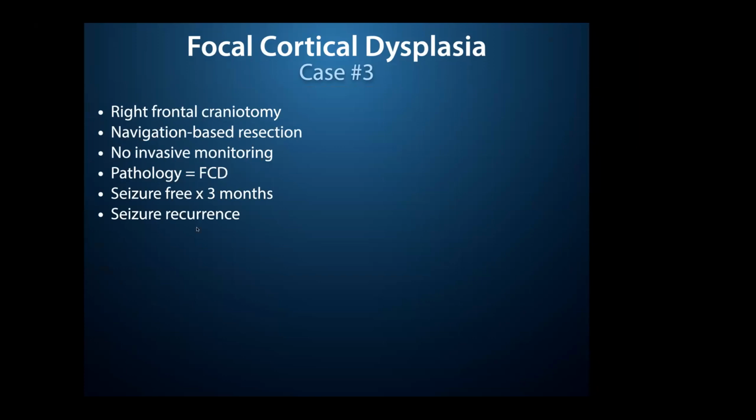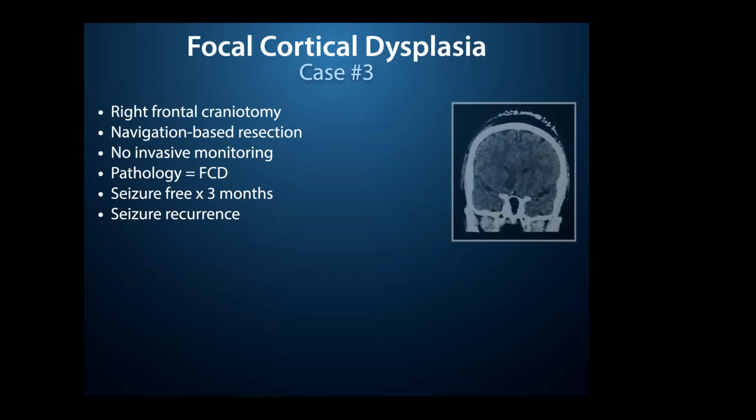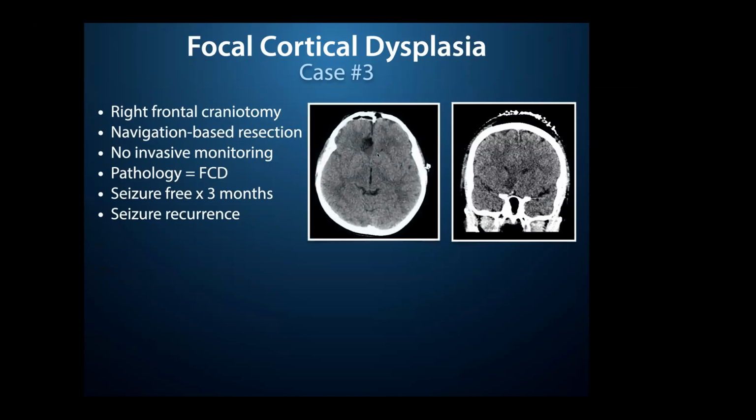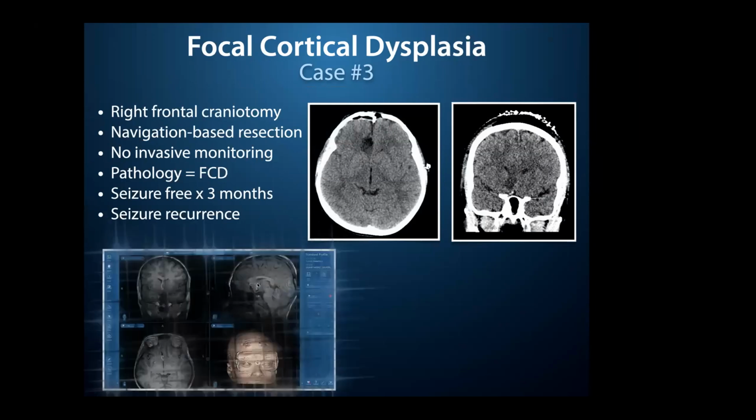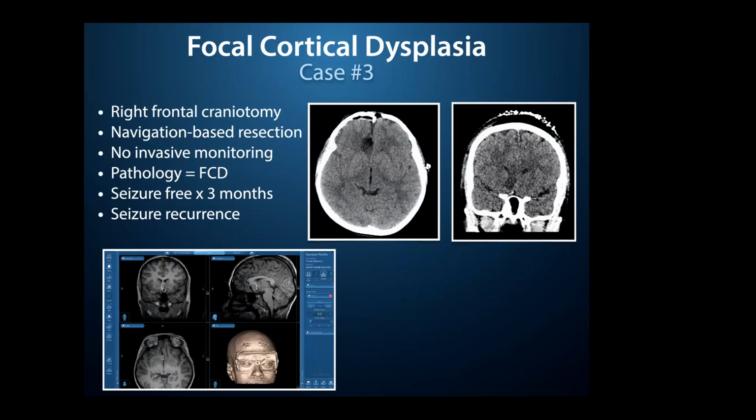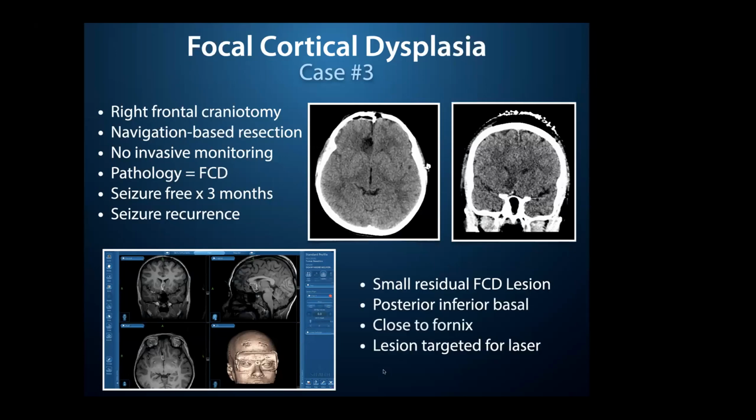Great early outcome, but then seizures came back. And it was thought that the seizures were related to a small remnant of dysplasia close to the fornix. And so we wondered whether laser would be the way to go after this. So here's what our radiologist said was a residual lesion that you can see. A tricky area to get to open. So we elected to do this with the laser.